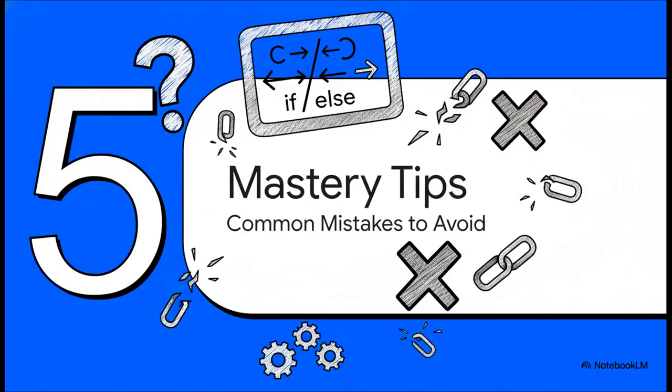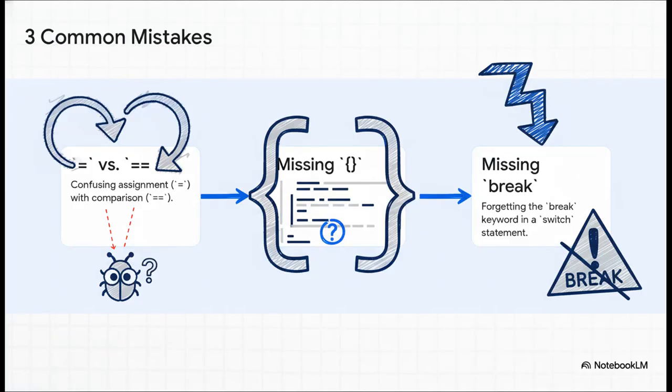Knowing the tools is step one. Step two is learning how to avoid the common mistakes that, well, pretty much everyone makes when they're starting out. Let's walk through them so you can sidestep these classic blunders. First up, the legendary equals versus equals equals bug. Look, a single equal sign assigns a value, and a double equal sign compares two values. Mixing them up is basically a rite of passage for every C programmer.